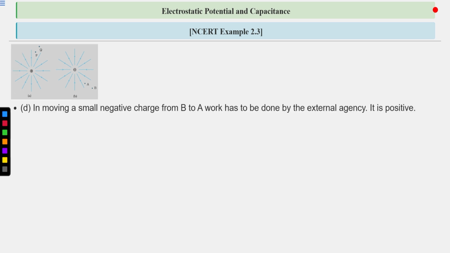D part. Give the sign of the work done by the external agency. Now the question is reversed. Firstly, they asked work done by the field. Now they are asking work done by the external agency in moving a small negative charge. Also, polarity of charge is reversed. They are now giving negative charge, and work done by the external agency is being asked from B to A. Now we are moving this charge from B to A. Okay, negative charge. And this is also negative charge.